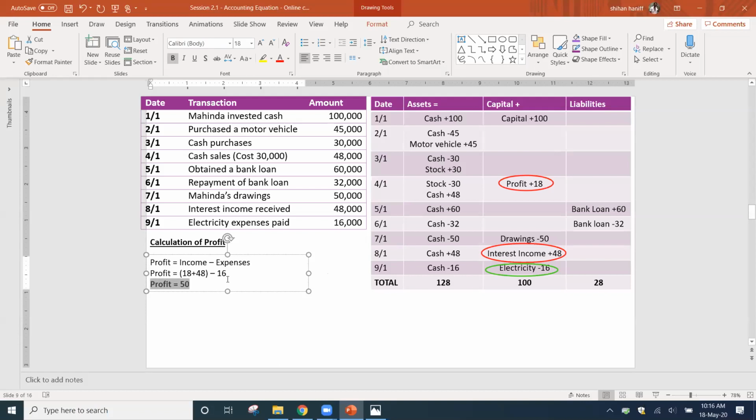Right? So maybe you might have not taken the profit. That is why you get 32. If anyone got 32, they have taken only the interest income minus electricity. There is a profit. As profit also we need to consider.